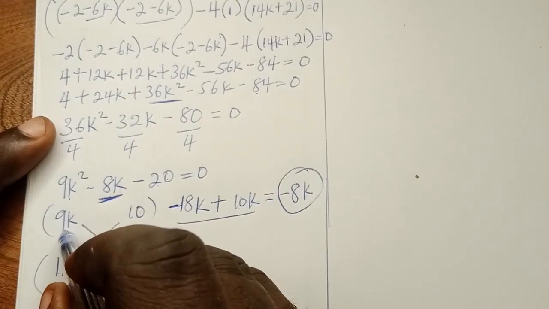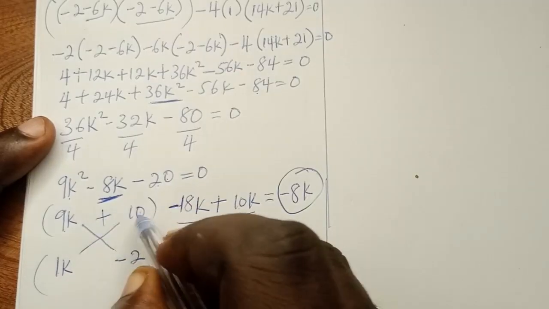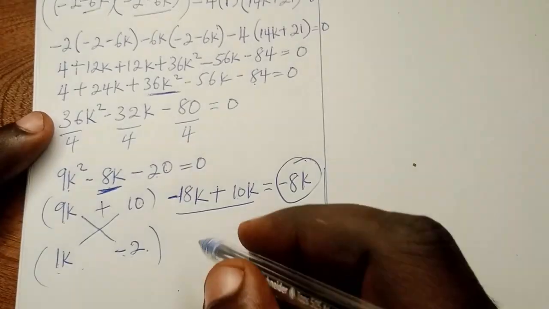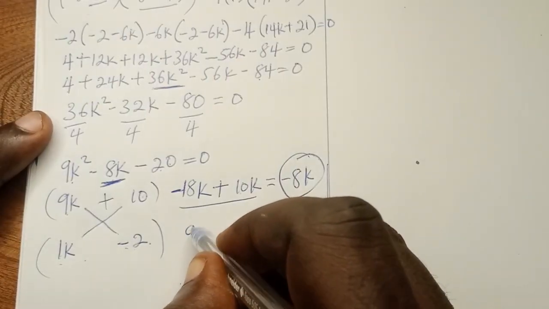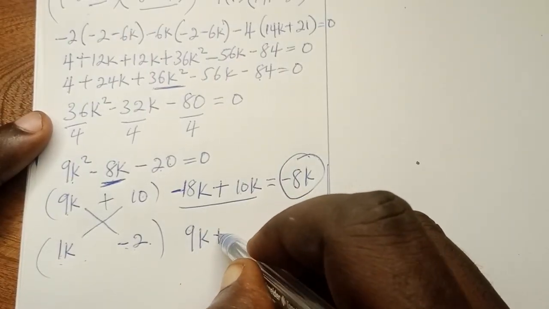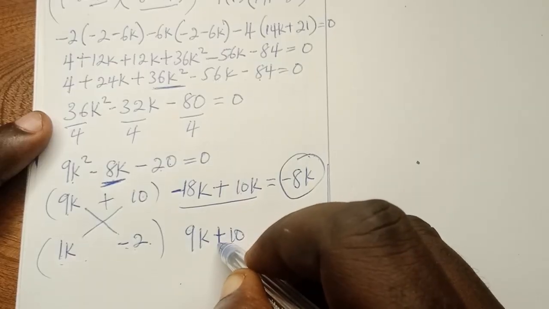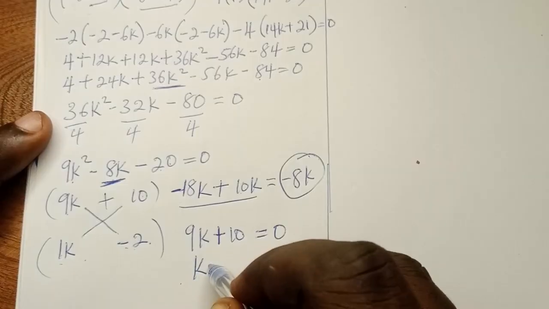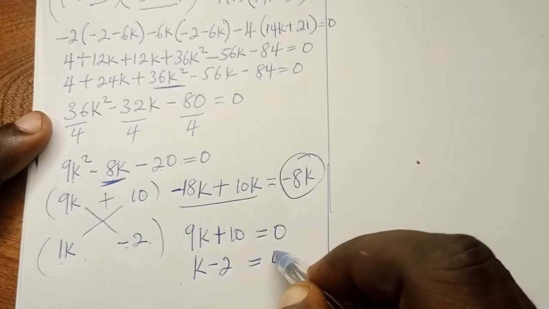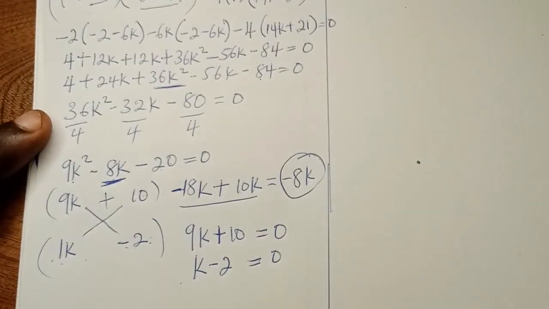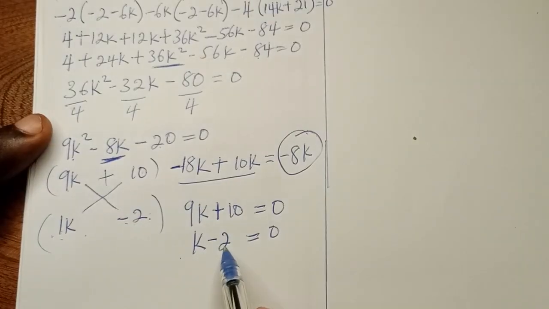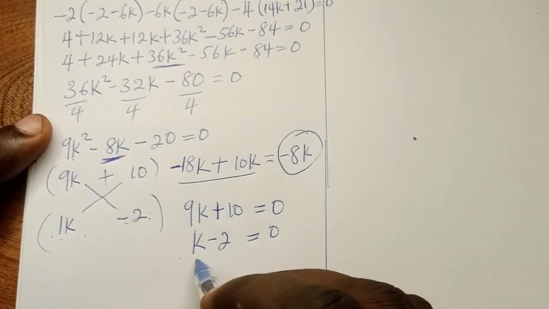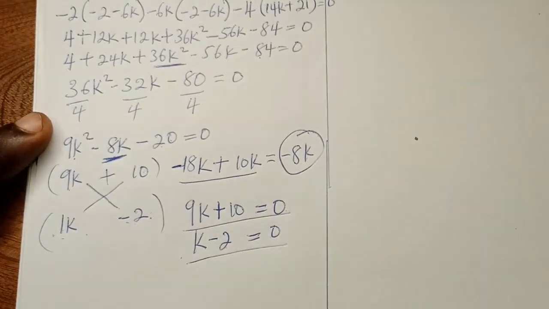Which means that 9k plus 10 and k minus 2 are the factors. So we have two factors here. One of the factors is 9k plus 10 will be equal to 0, as well as k minus 2 will be equal to 0, since it is already factorized. So now if k minus 2 is equal to 0 and 9k plus 10 is equal to 0, then we can easily have the value of k from these two expressions.